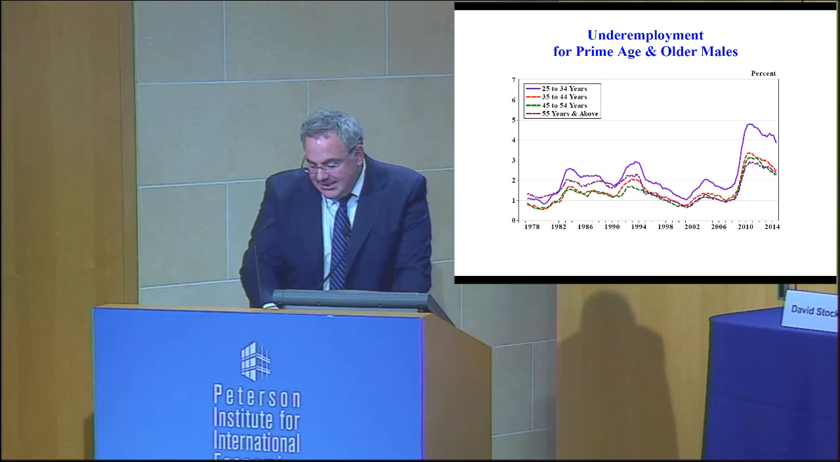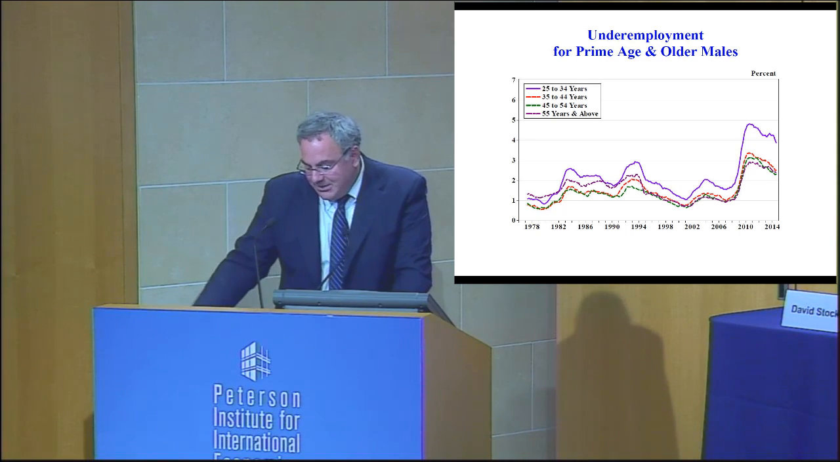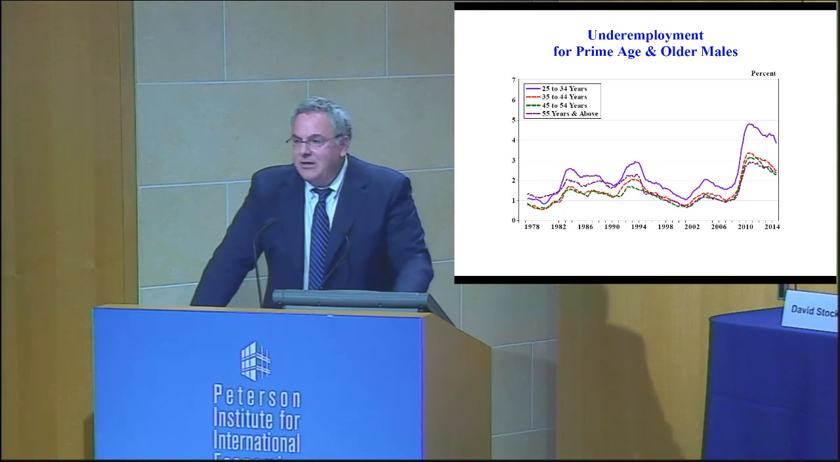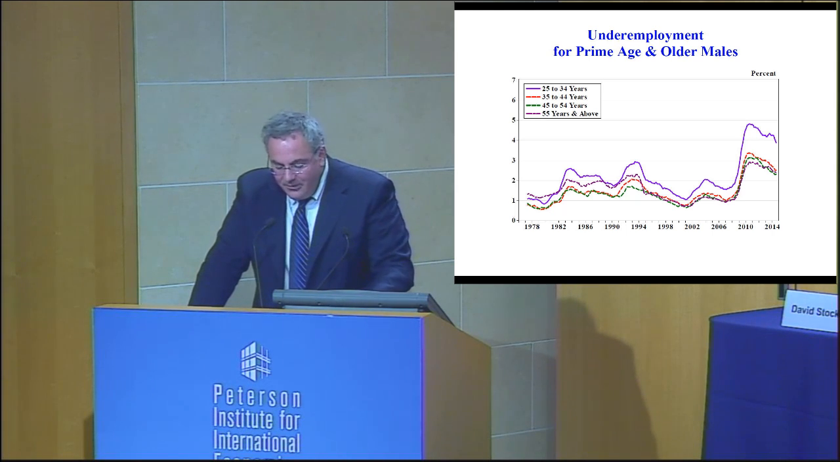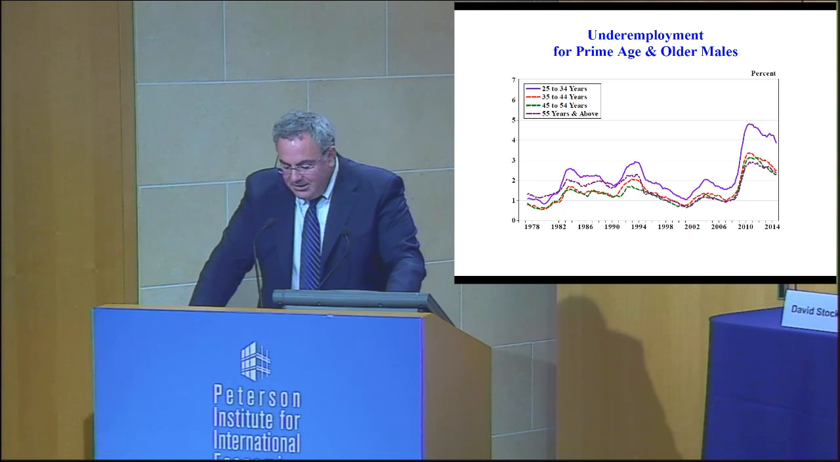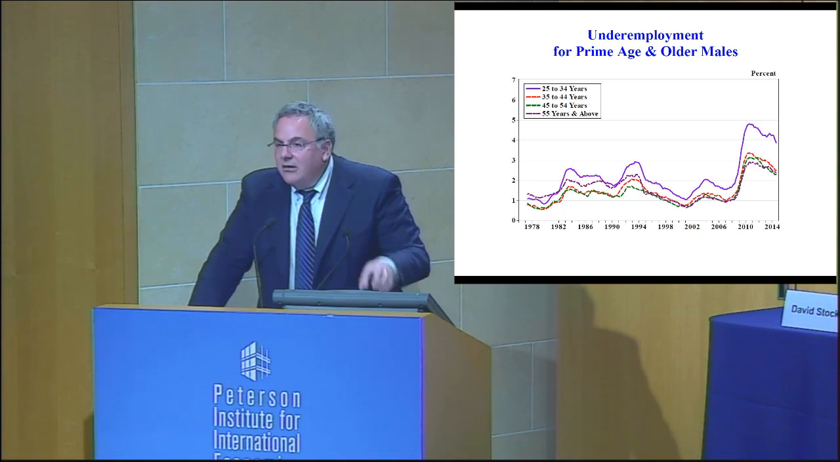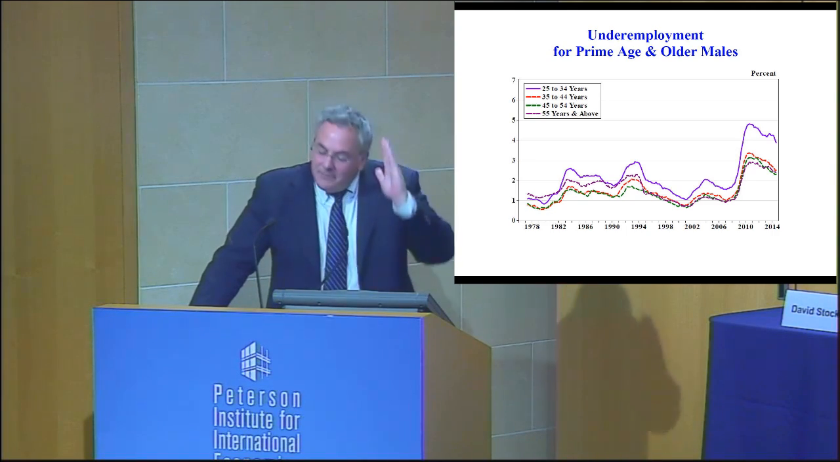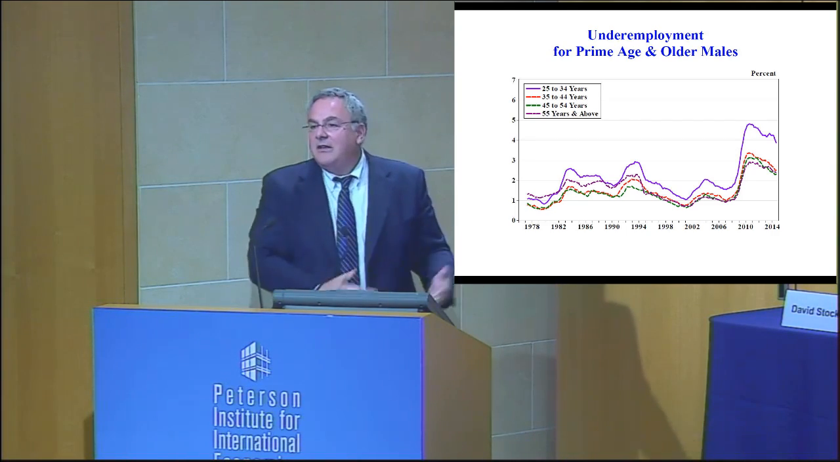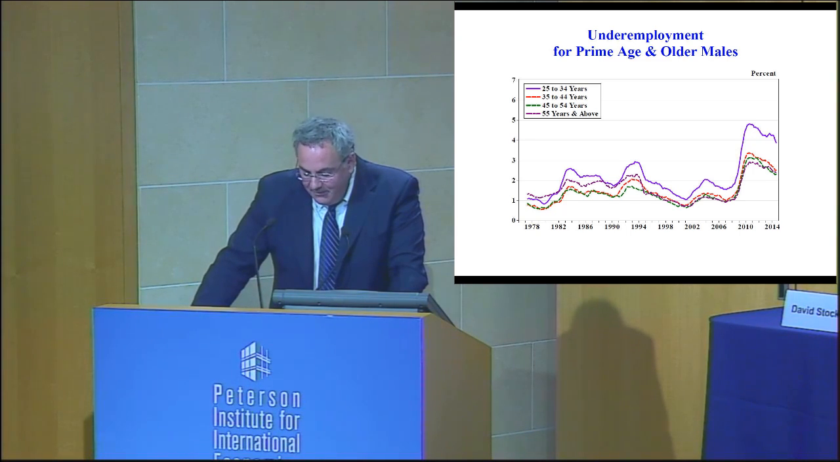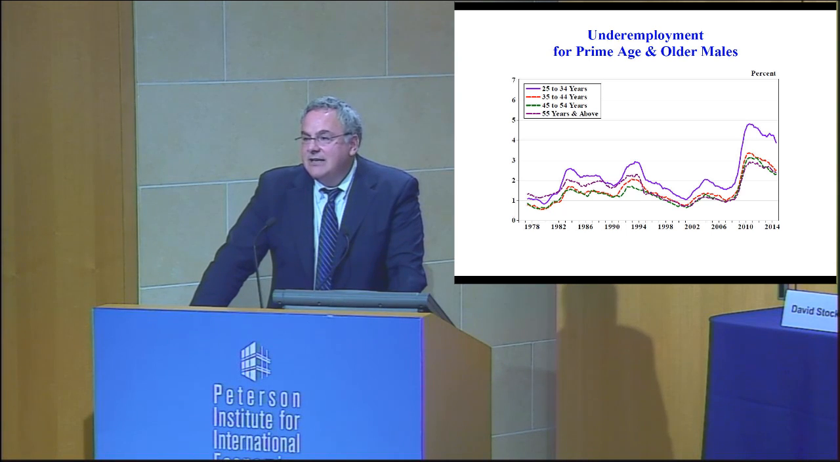This page that is in your packet, at least, is the one for prime age and older males. What you see is that the problems that have been pervasive for 16 to 24-year-olds are carrying over into the 25 to 30-year-old males. Their underemployment, where they say, I want a full-time job, I'm available to work, and I can't find a full-time job, has come down a bit from its peak in 2010, but it's way, way above where it was in 2006 and 2007.